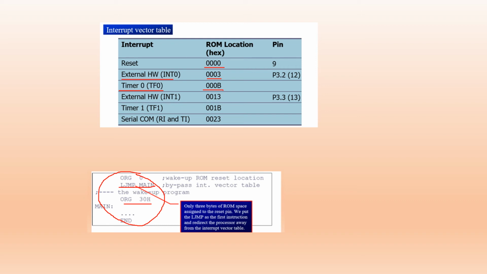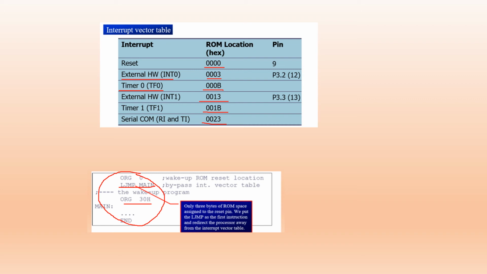Next is external hardware INT1. It is located at the address 0013. TF1, the timer 1 overflow flag, is at 001B, and serial communication RI/TI is at 0023. Whenever RI/TI goes high, whatever the microcontroller is doing, it halts and the PC is loaded with the address 0023. There it fetches the program bytes that you have written, and it will execute the program.